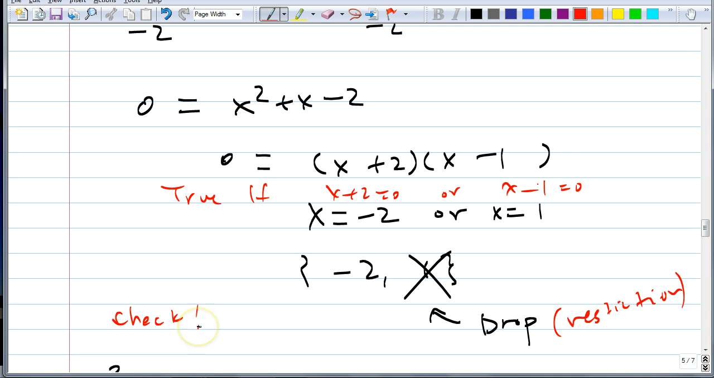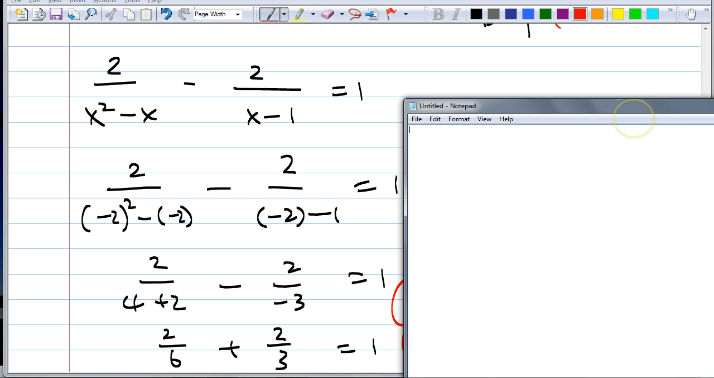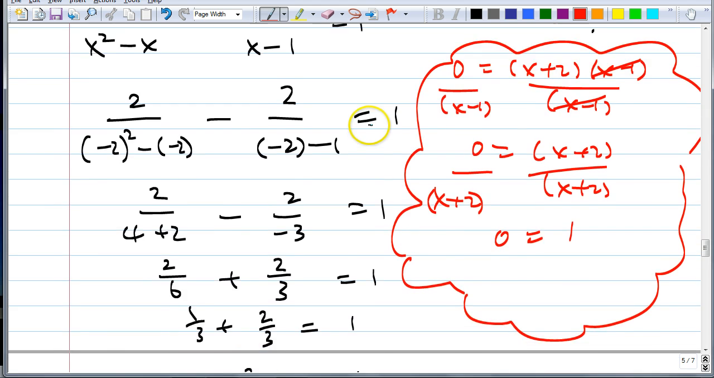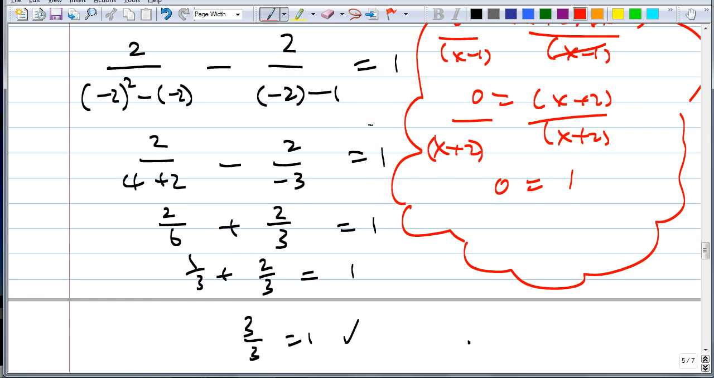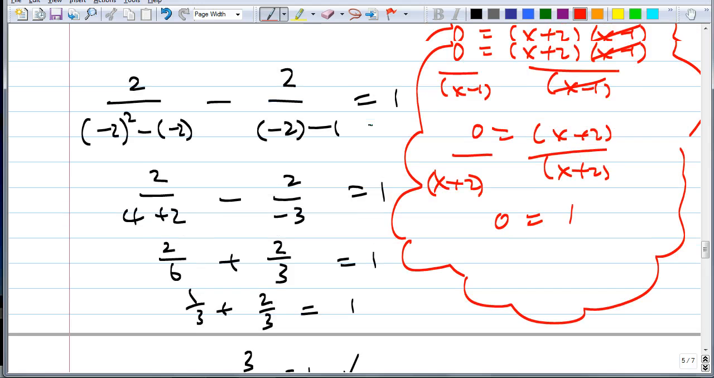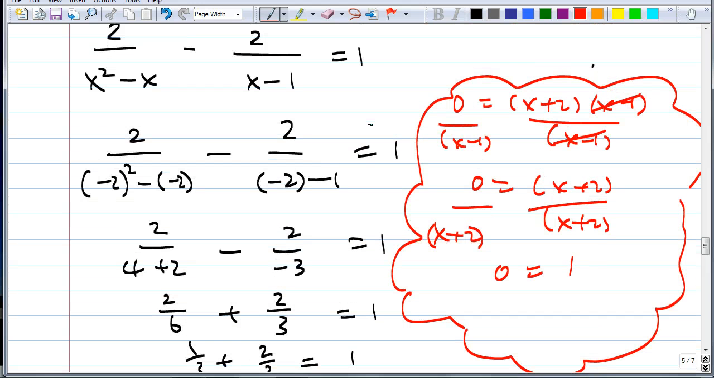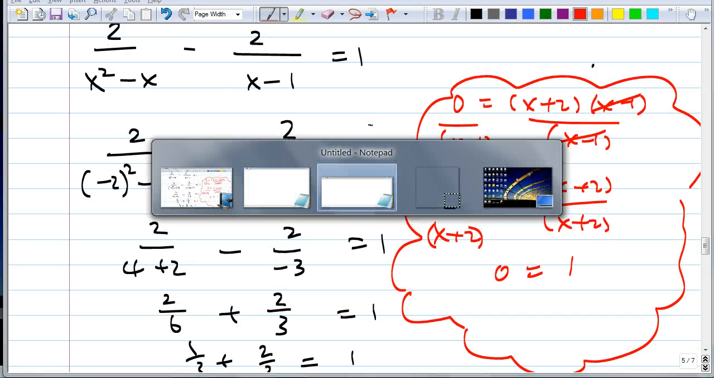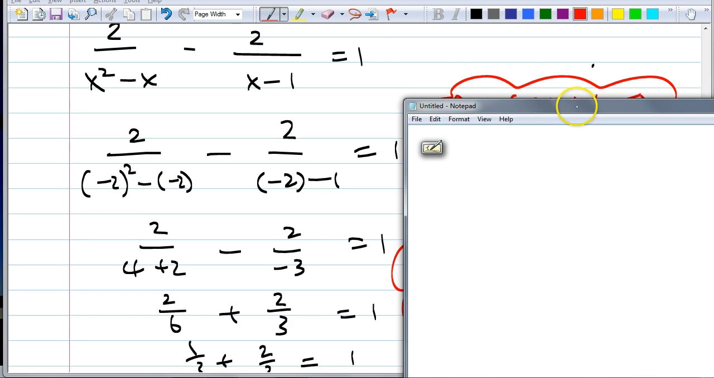Okay, go ahead and everybody check. Plug in -2 to the equation and see if it comes out to be true. Go ahead. So when you check, did you all plug into the original equation here? So then you get 3 over 3 equals 1. It does work out, right? How many people got that? Raise your hand. Okay, good. It does work out.